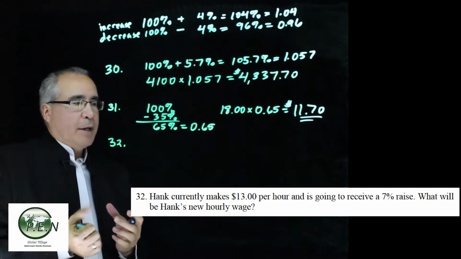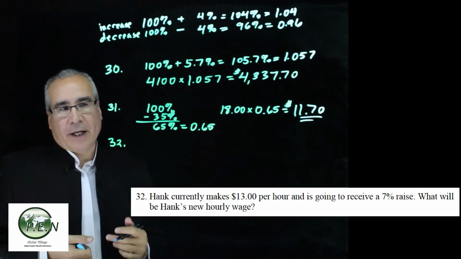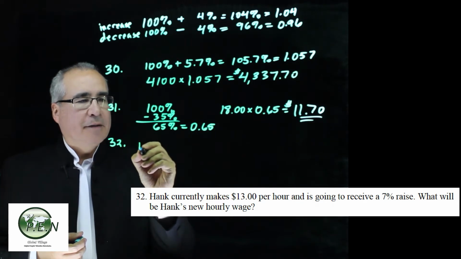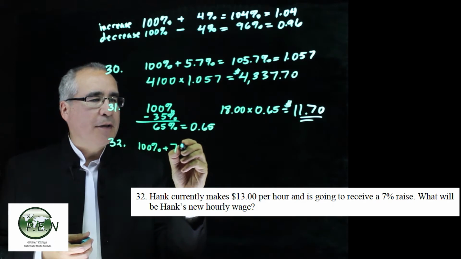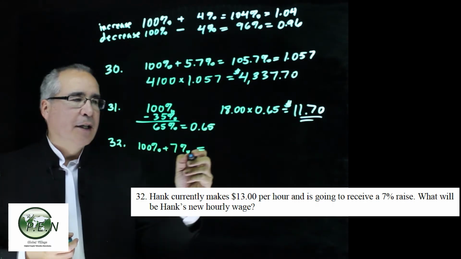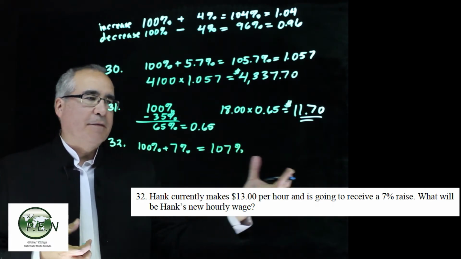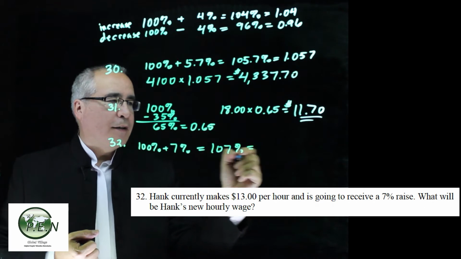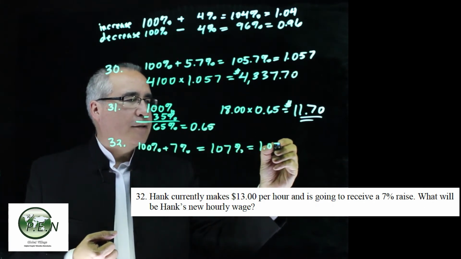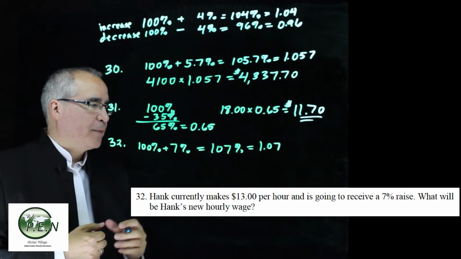Hank currently makes $13 per hour and is going to receive a 7% increase, a raise. Again, we start with the 100% that he was making. We add 7% to that, very generous, and we get 107%. His new salary will be 107% of his old salary. Turn that to a decimal, divide by 100, 1.07. That's the factor we're going to use in our calculation.